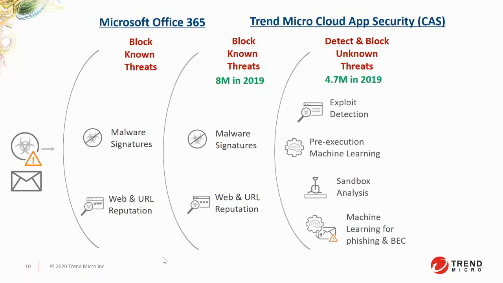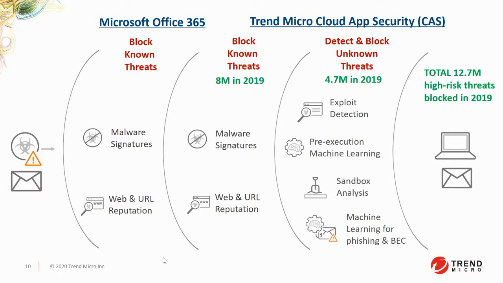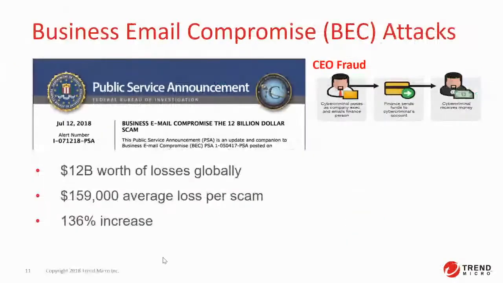With additional analysis and detection engines that we have, like exploit detection, precision machine learning, sandbox analysis, and business email compromise detection techniques, we stopped 4.7 million threats in 2019. They couldn't be stopped with Office 365. So in total, it's like 12.7 million high-risk threats that were blocked in 2019.